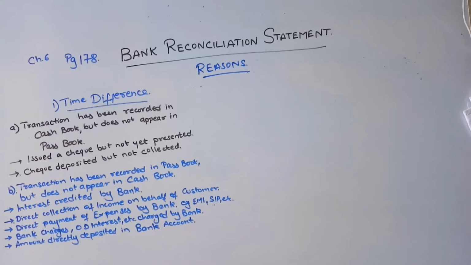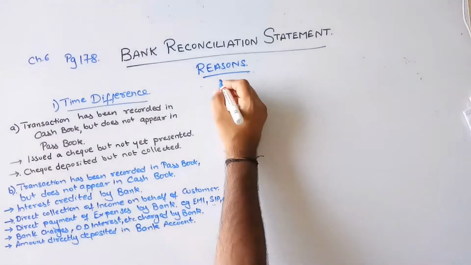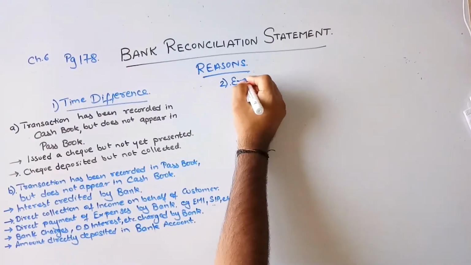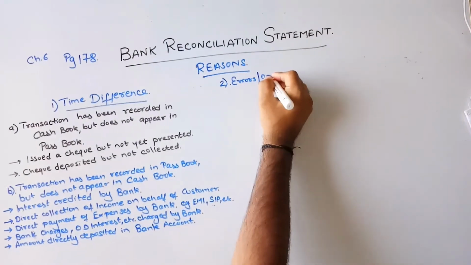Guys, understand very thoroughly. These are my time differences. These are not at all any kind of errors. Over here, no error has happened from our end, that is the cash book, and from the bank's end, that is the passbook. Now, in the second type, we will understand the causes which are errors or omissions. Number one was time difference, because of which we need to make a bank reconciliation statement, and number two is errors or omissions.